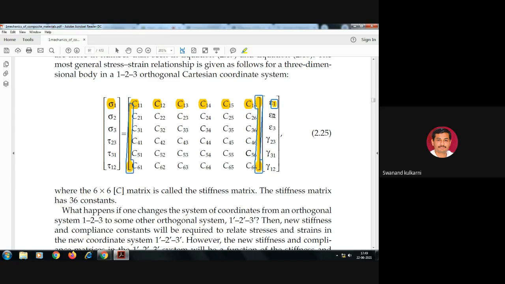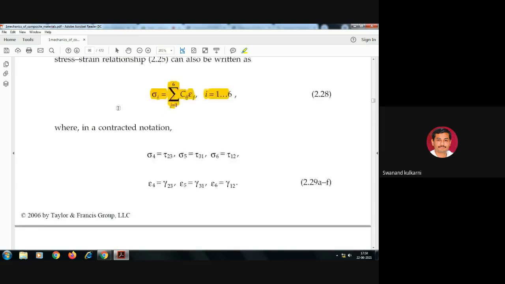So one another way through which we can represent this matrix is this row and this column. Is it okay? See here: C11 epsilon 1, C12 epsilon 2, C13 epsilon 3, C14 gamma 23, then C15 gamma 31, and C16 gamma 12. So the particular row and this particular column, with that multiplication, we can identify the sigma 1. So this is one format through which we are representing.